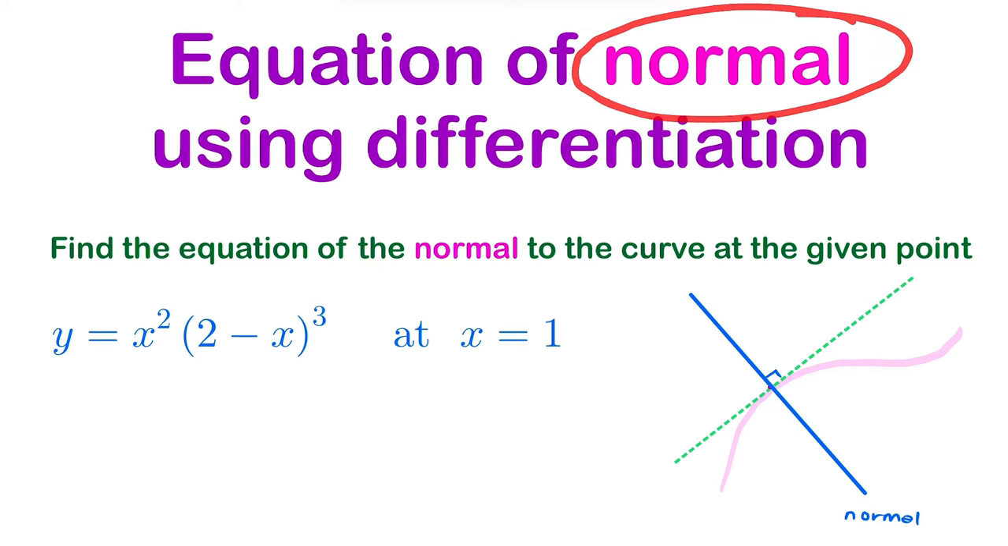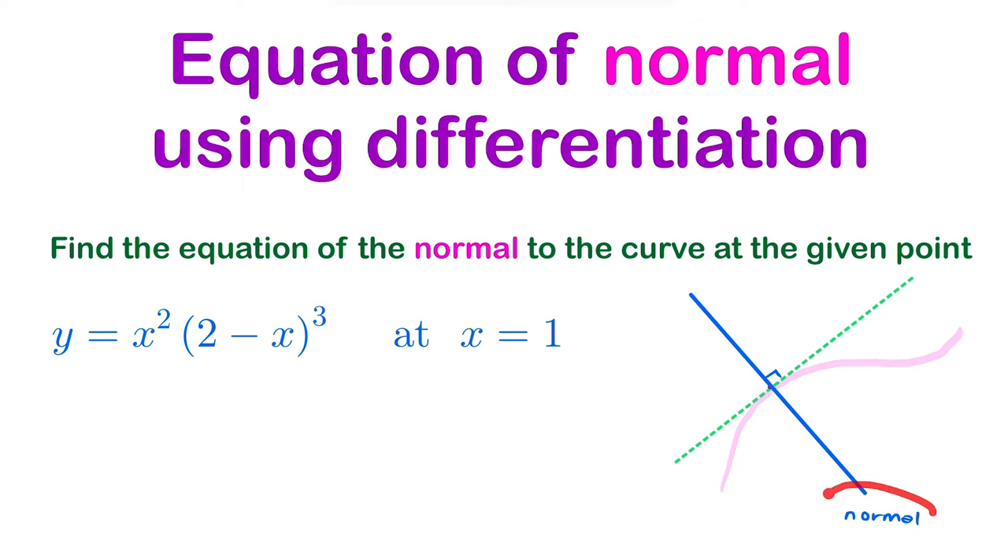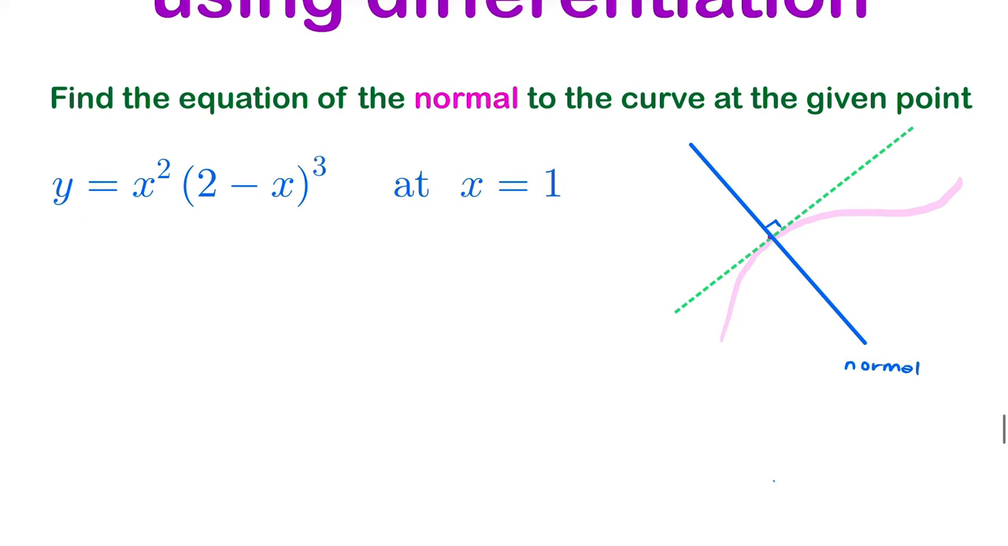Find the equation of the normal to a curve. That means you're looking for the equation of the line that's perpendicular to the tangent. So what you want to do is, at that point, find dy by dx and then find the negative reciprocal of that. So the gradient of the normal is the negative reciprocal of dy by dx at the point that's given.